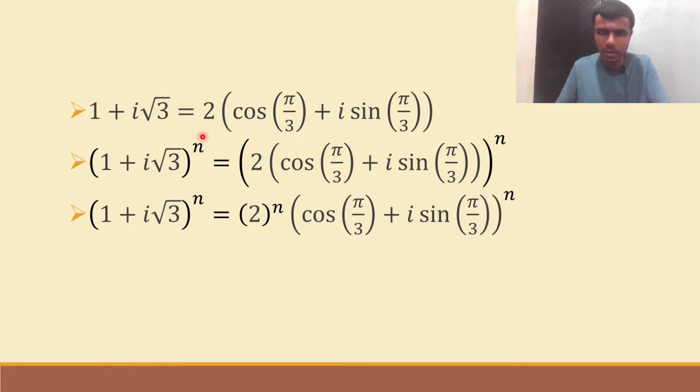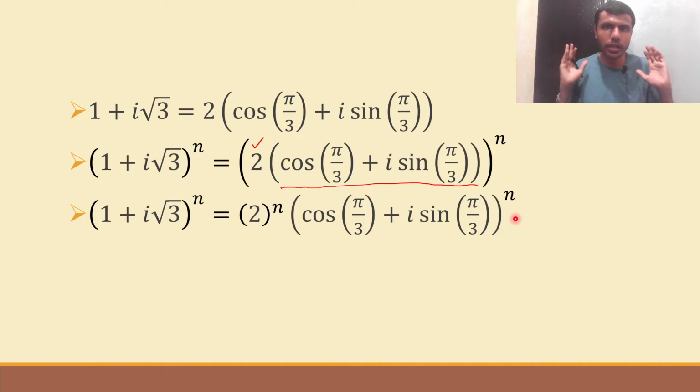You see, there are two terms, right? This one and this entire bracket. This entire bracket gets power n. 2 power n, because ab whole power m is nothing but a power m into b power m. Fine. So that's why I get 2 power n into this bracket power n.